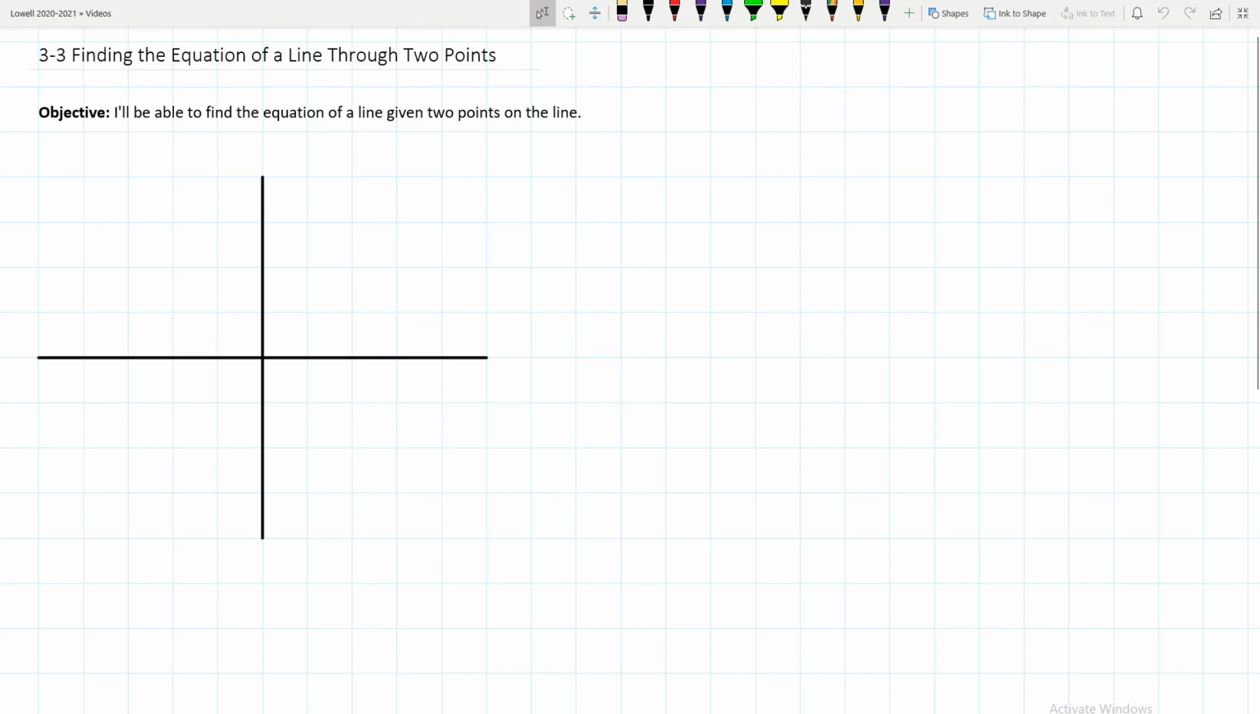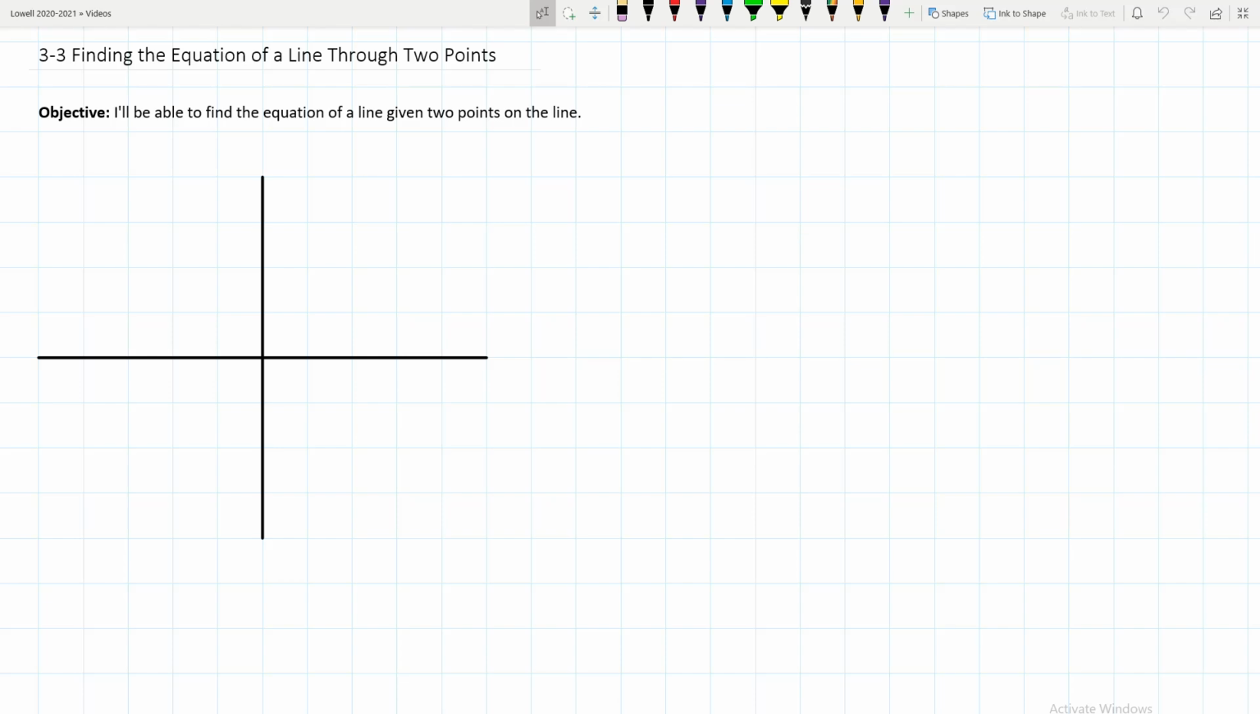Hello everyone. So in this video we are going to talk about how to find the equation of a line. I know you've done this in Algebra 1, but I also want to show you a second way that you could do it. But we'll start off with just doing it the Algebra 1 way that you've already kind of known, and hopefully this is just a refresher.